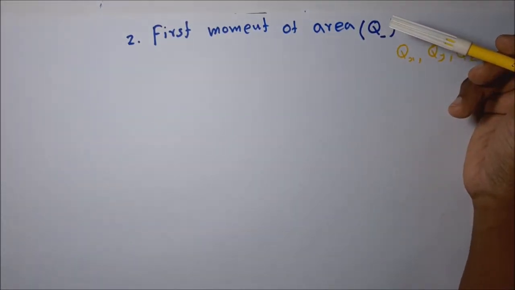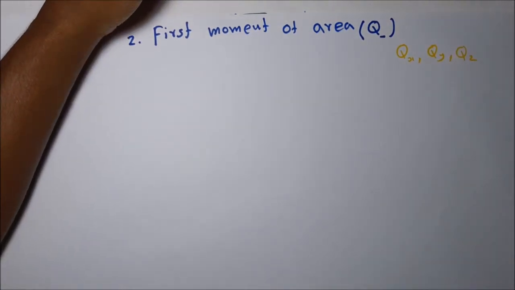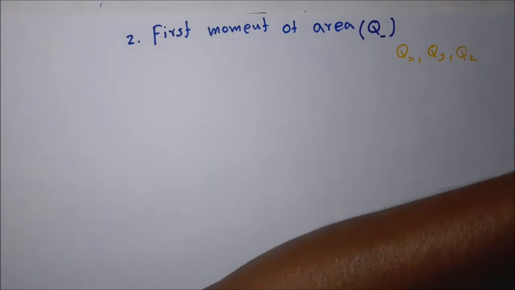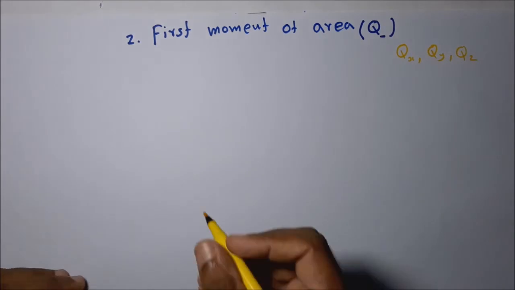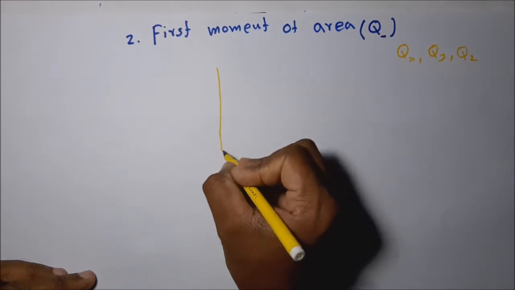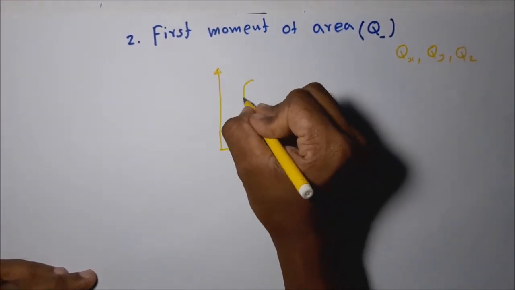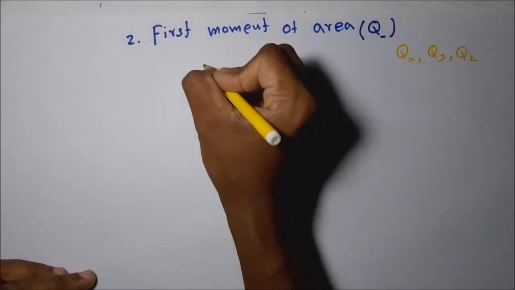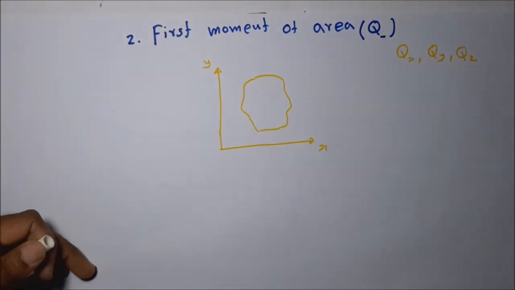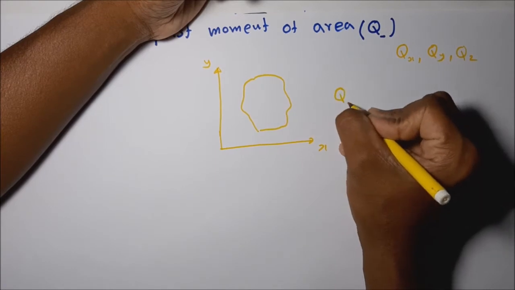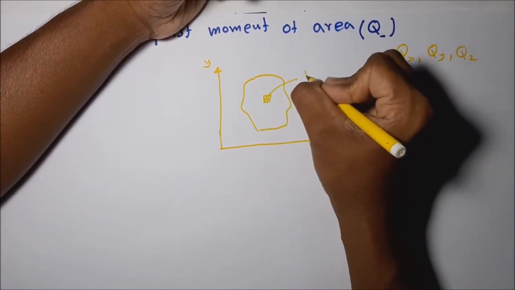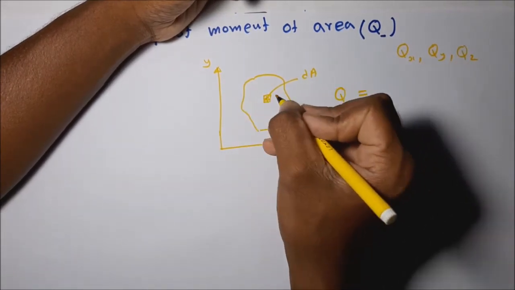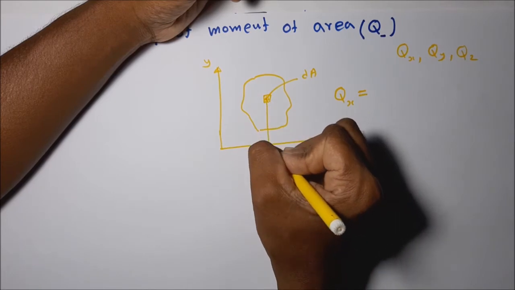Consider this when calculating the first moment of area. Okay, then let me define the first moment of area. First, let me define the coordinate system. Let's take this kind of surface area, x and y. The first moment of area, the Qx we define in this way. Let's take this kind of dA surface area. Then the distance from the x axis to the centroid of this dA surface area, let's take it as y. Y is the variable.